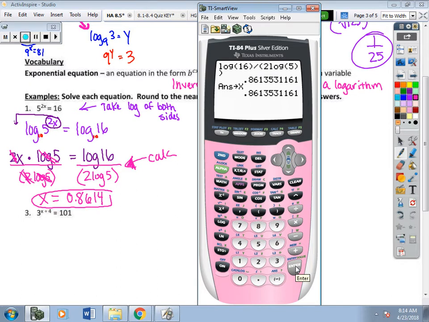And then we can check by raising 5 to the 2x power. So 5 caret. Now again, since it's two things, 2 times x, you'd want to group them with parentheses. So 2x. And we better get 16. So we know we got it right.